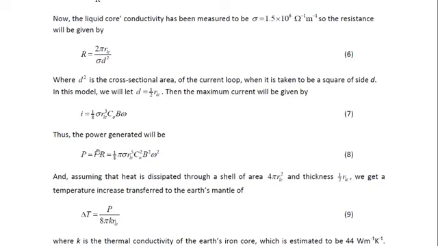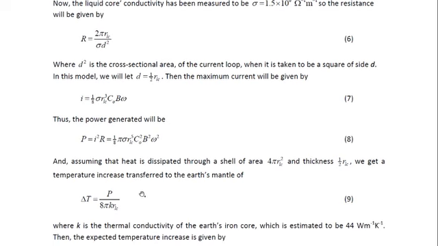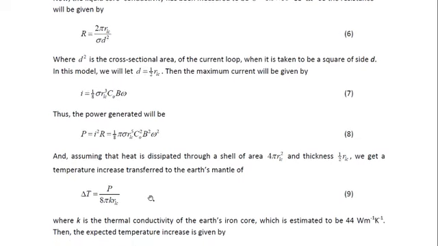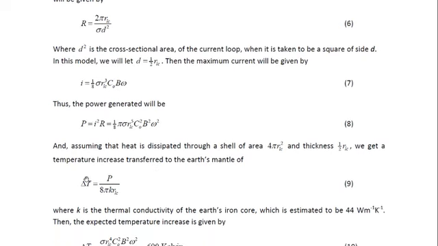Thus the power generated will be, and power for a current flowing through a circuit where resistance is R is I squared R. So then using the values we have for the current and for the resistance, we obtain the power to be 1 over 8 pi sigma RLC to the power of 5 C naught squared B squared omega squared. And assuming that heat is dissipated through a shell of area 4 pi RLC squared and thickness a half RLC, we get a temperature increase transferred to the Earth's mantle, delta T, that is the increase in temperature, which is the power divided by 8 pi K RLC.